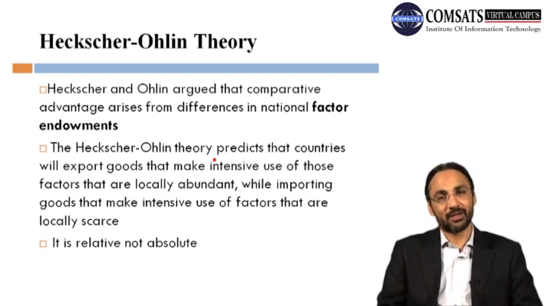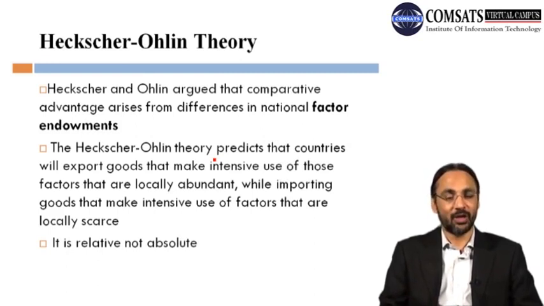Okay, the next theory after the comparative advantage theory of Ricardo and the Samuelson critique is the Heckscher-Ohlin theory. These are the Swedish economists, and they argued that comparative advantage arises from differences in national factor endowment. Factor endowment means the gift.